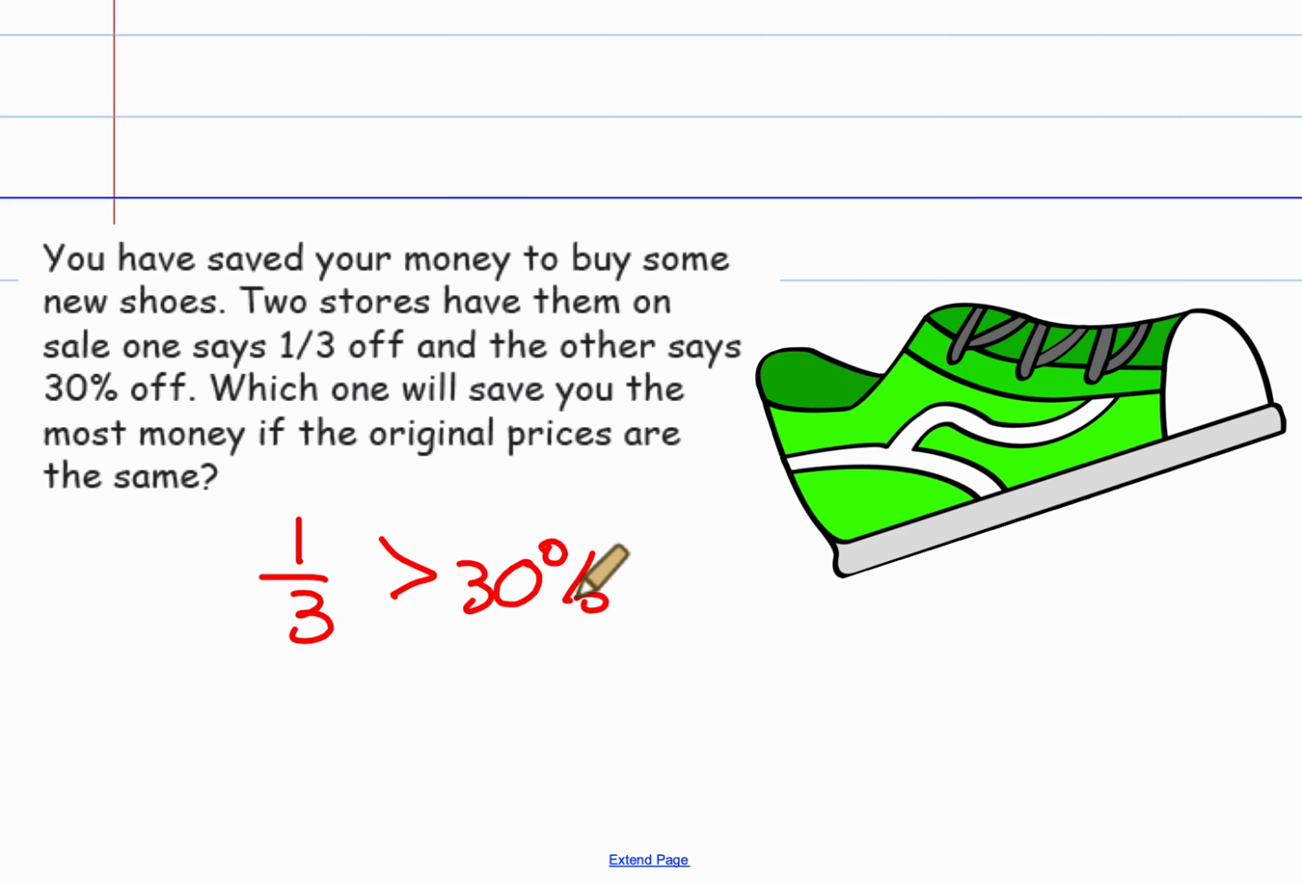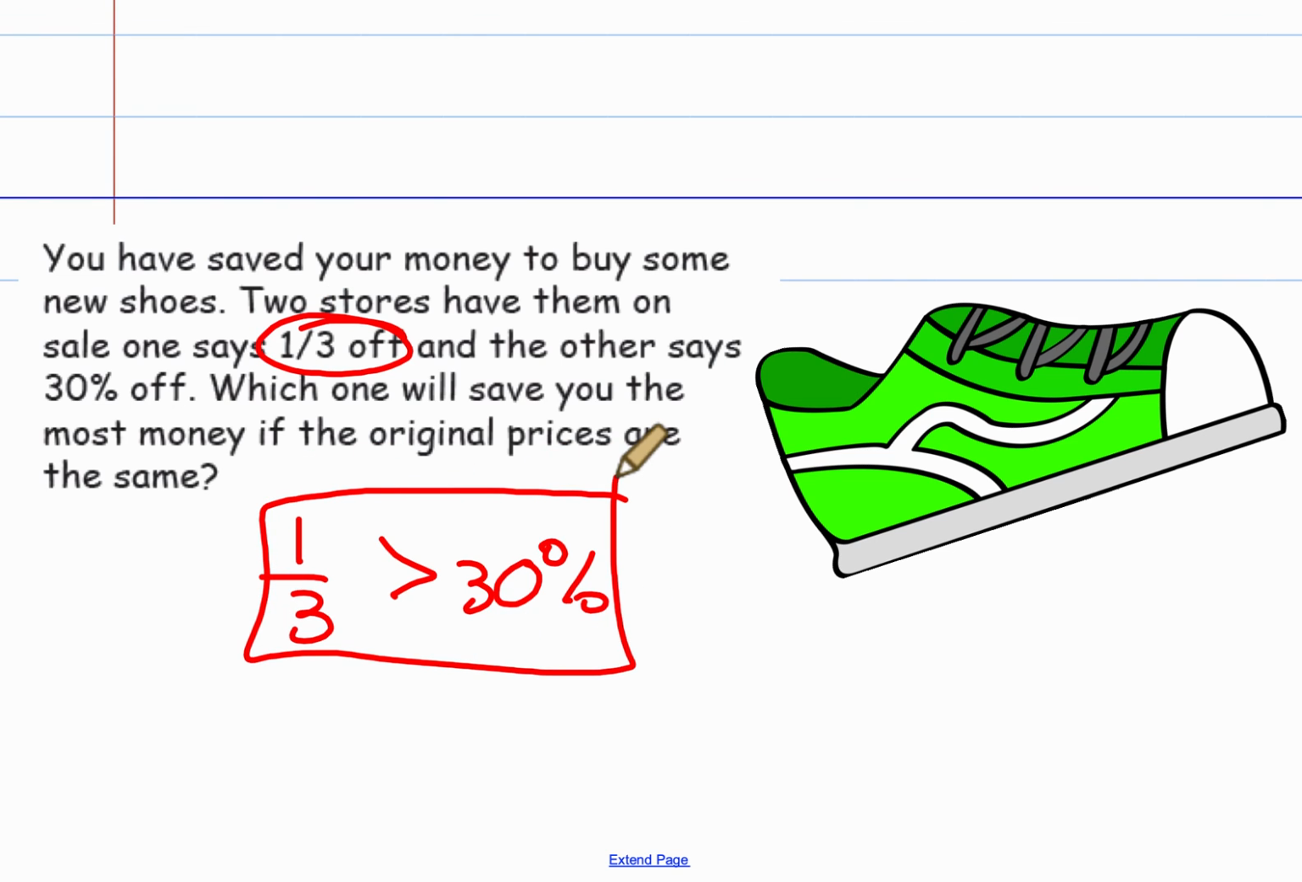Therefore, where am I going to get the biggest discount? At the store that says it's 1/3 off. So even though in their formats, 1/3 looks like it's less than 30%, because 1/3 is less than 30. But when we think about the meaning of these rational numbers, because we're putting them in the same format or notation, it helps us to compare them. And we make a decision because we save a little bit more money.